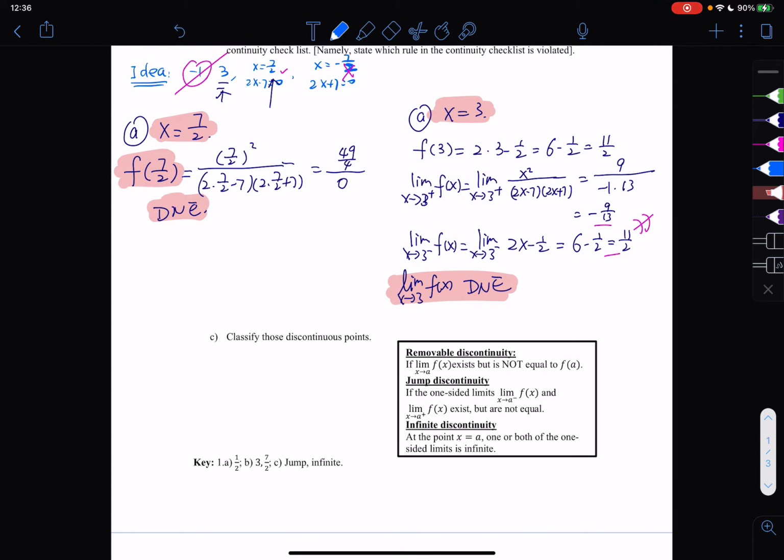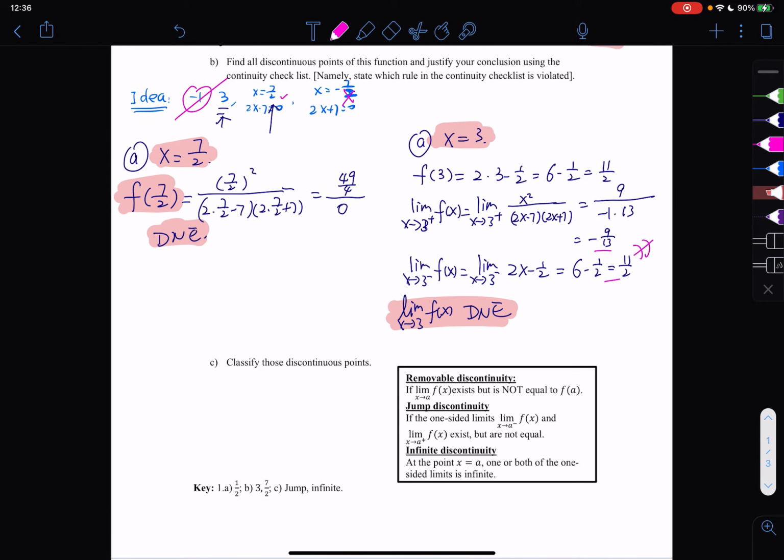The type of discontinuity came from the second case at x being 3. Your left and right limit doesn't match. It's that one side limit exists, but they are not equal to each other, so that is a jump.